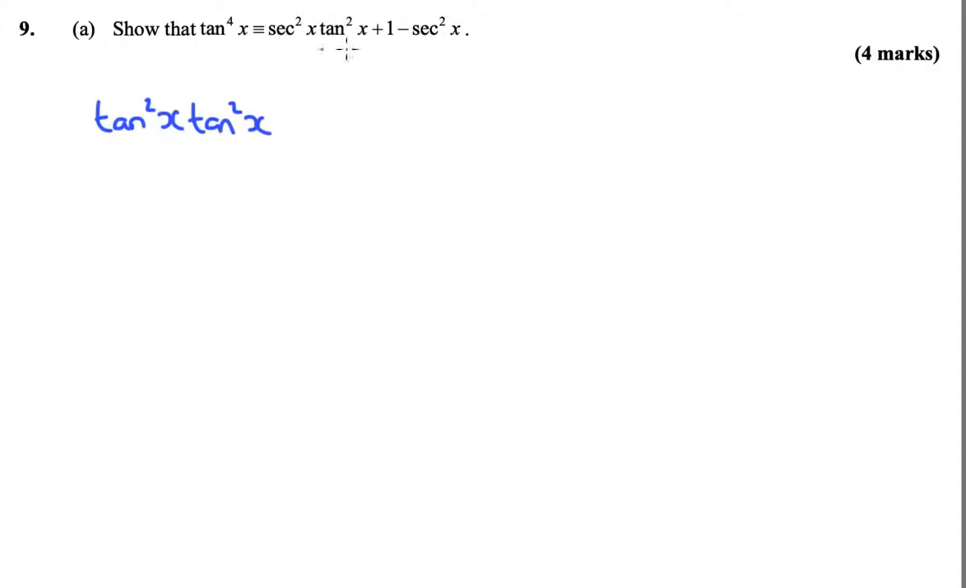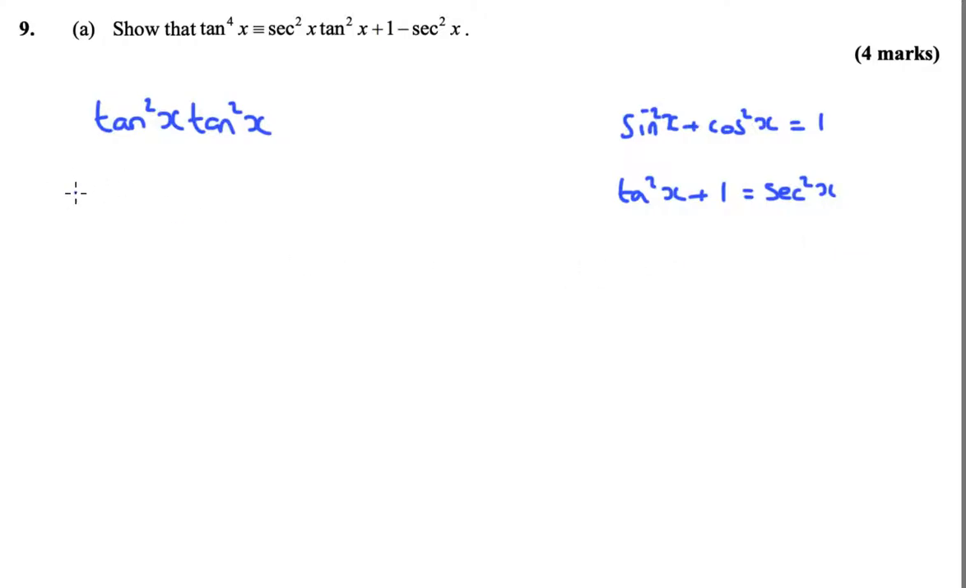Looking at the right hand side, there's sec squared x's. Now we know that sine squared x plus cos squared x equals 1, and if we divide everything by cos squared we get tan squared x plus 1 equals sec squared x. I always have to write that out, I can never remember the order, but we can say that tan squared x is equal to sec squared x minus 1.